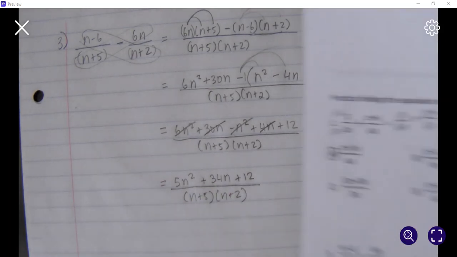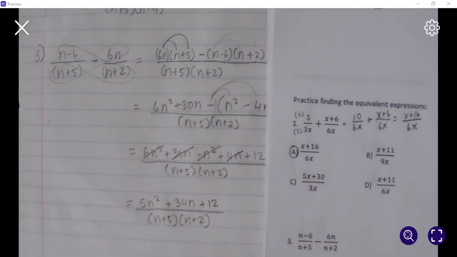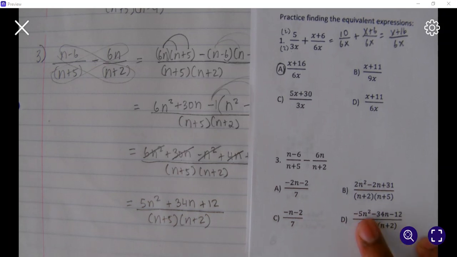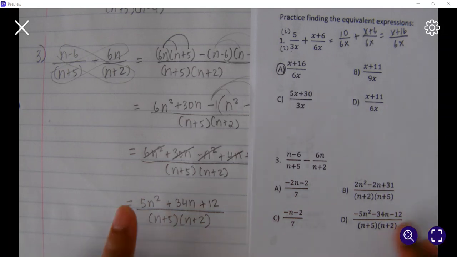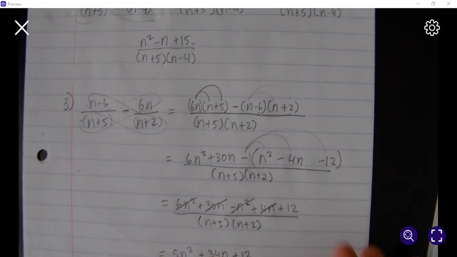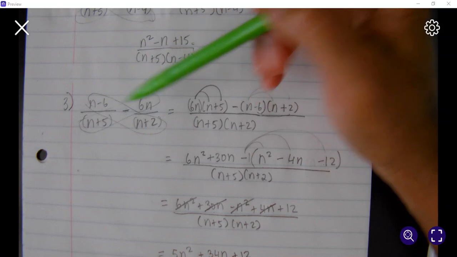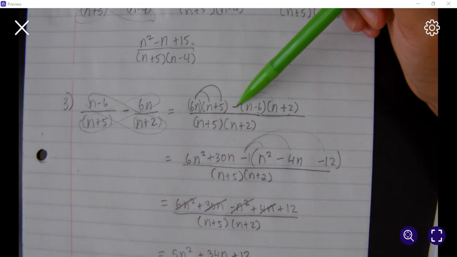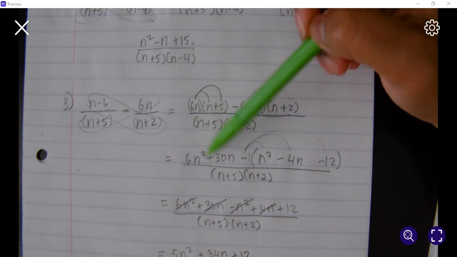I hope this is in our answer choices. So let's see. That was number 3. I see it, but I see a negative of it. Alright, well, that cannot be it. I don't know if I did anything wrong. Let me go ahead and check my work here. So you have n minus 6 times n plus 2. You have your minus sign, 6n, so 6n squared, 30n.